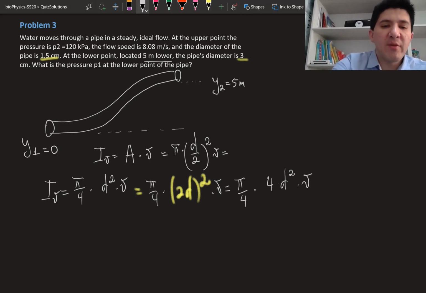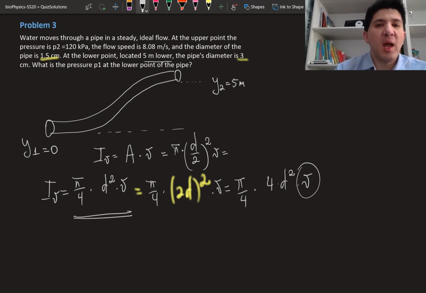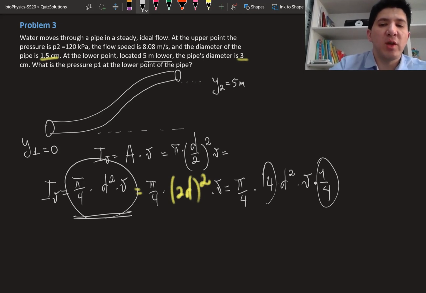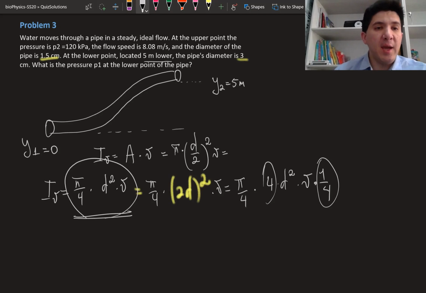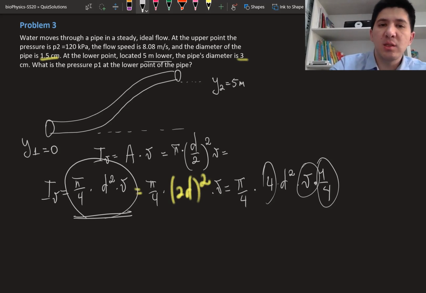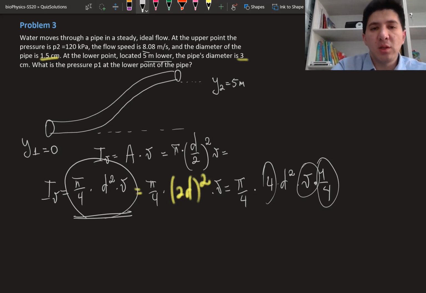If I would like to have again the original quantity as in the beginning, what do I have to do with this v? How do I need to change it? The answer is obvious: I need to multiply it by 1 over 4. This 1 over 4 is going to cancel this 4, and I'm going to have again the original quantity. It means that if the diameter of the pipe is increasing twice, then the velocity is decreasing 4 times. You can do these calculations using the continuity equation as well, but I'm just going to use this logic.